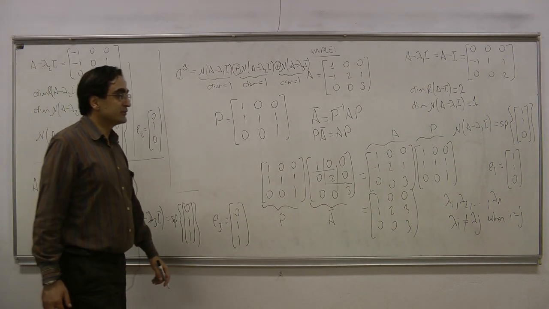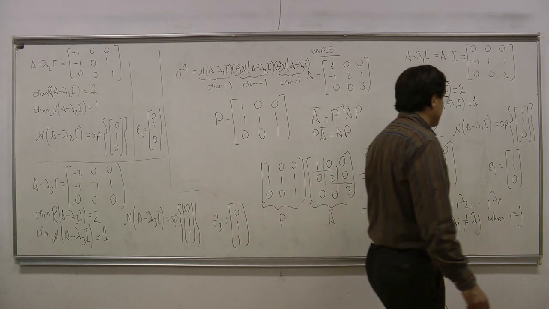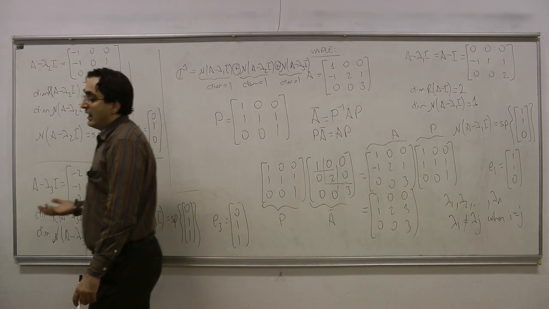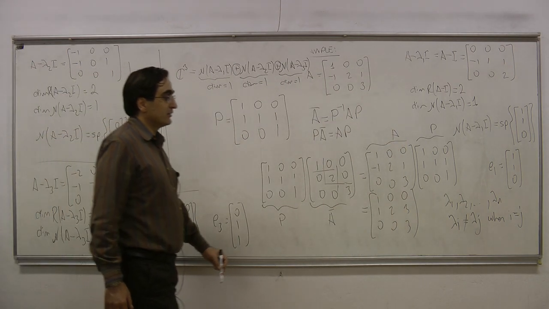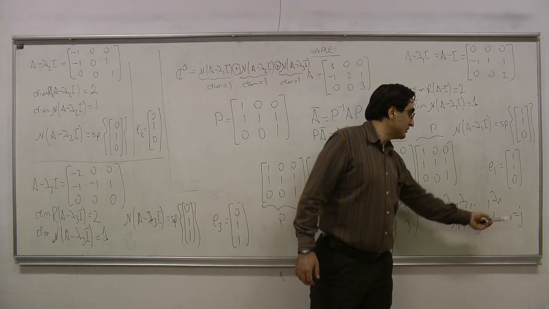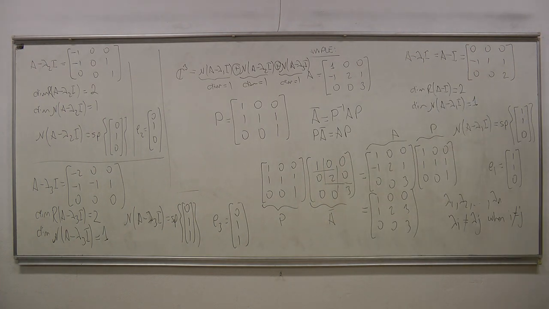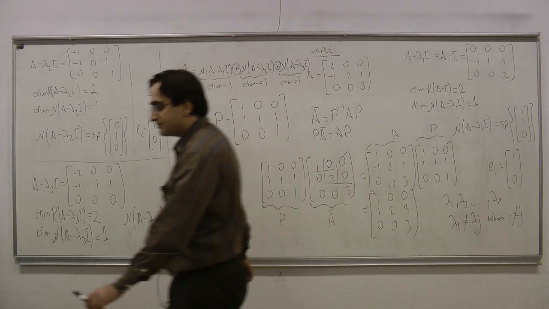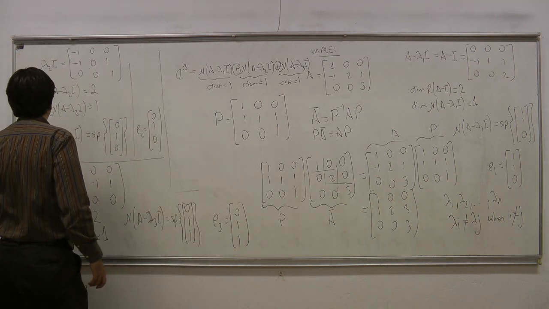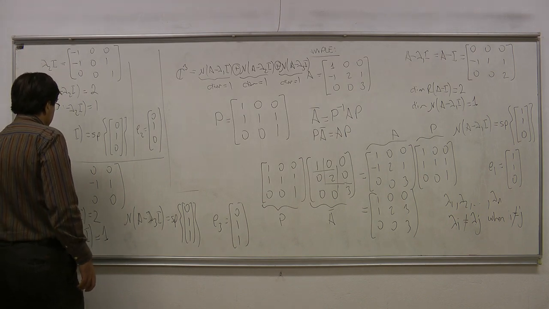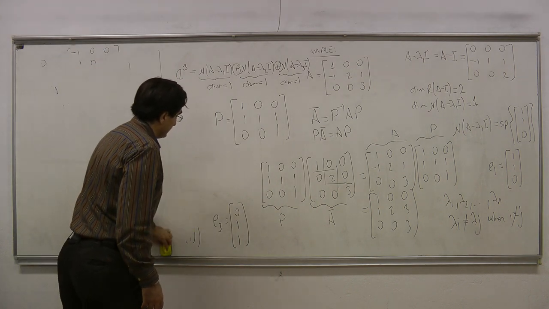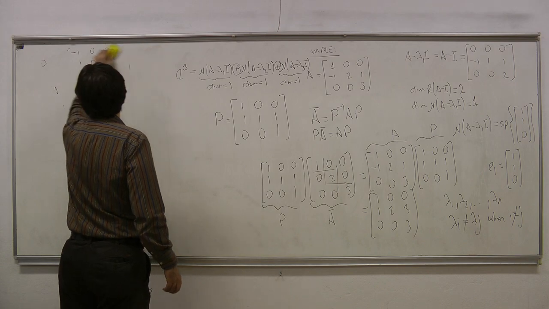When the matrix does not have any repeated eigenvalue, we say that the matrix has distinct eigenvalues, and that is the condition that has to be satisfied. Eigenvalue i should be different than eigenvalue j when i is different than j. Okay? So this was just an illustration of this distinct eigenvalue case. And now we're going to write the general theorem for this specific case. All right?